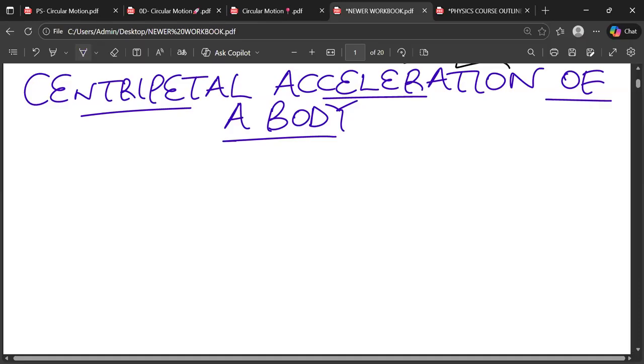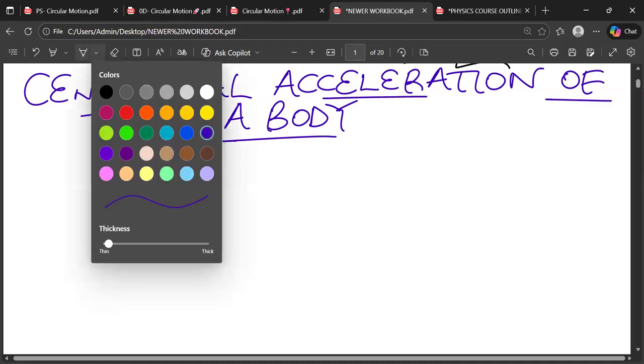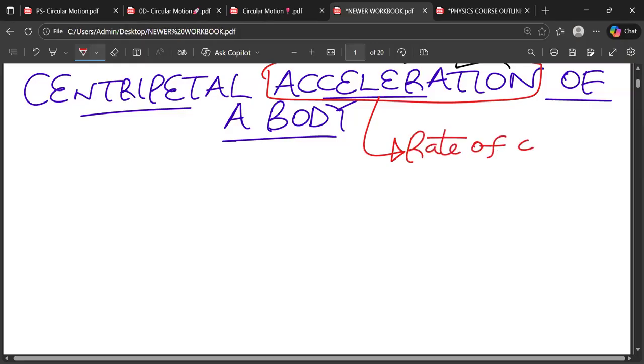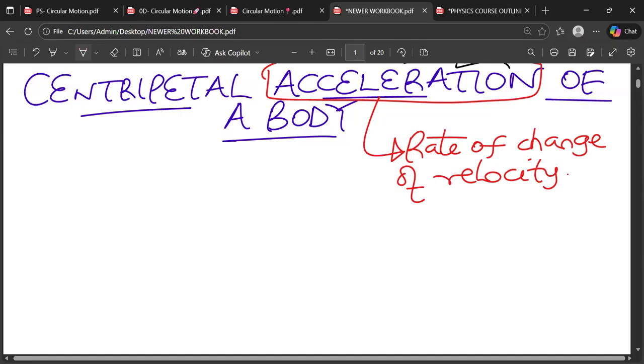So centripetal acceleration of the body, that's what you are going to begin with. Now, you need to know that this alone, we know it has the rate of change of velocity. So that one you should appreciate. Rate of change of velocity.